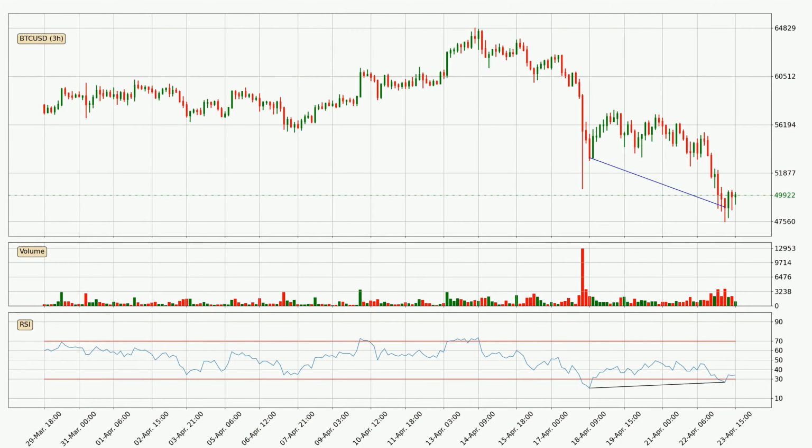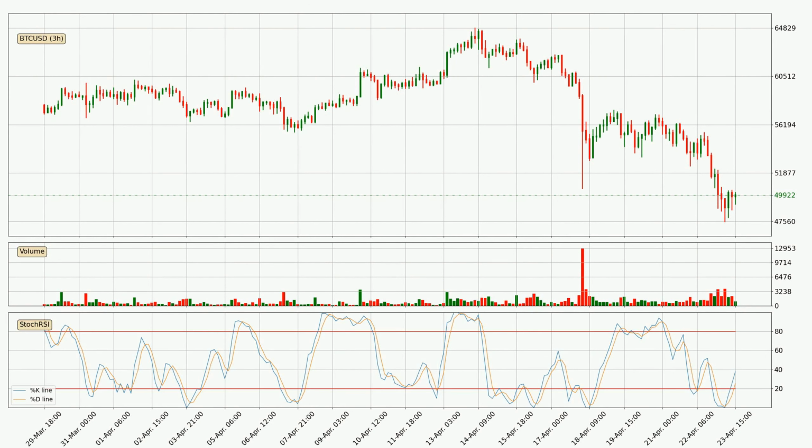On the lookout for divergences in the 3-hourly time frame, there is a bullish divergence, which means we can expect the price going up, or at least to remain stable for some time. Looking at the 3-hourly stochastic RSI, there are no signs of the stochastic RSI being oversold or overbought at this time, but because the %K line is over the %D line, we can deduce that the trend is currently on the up.